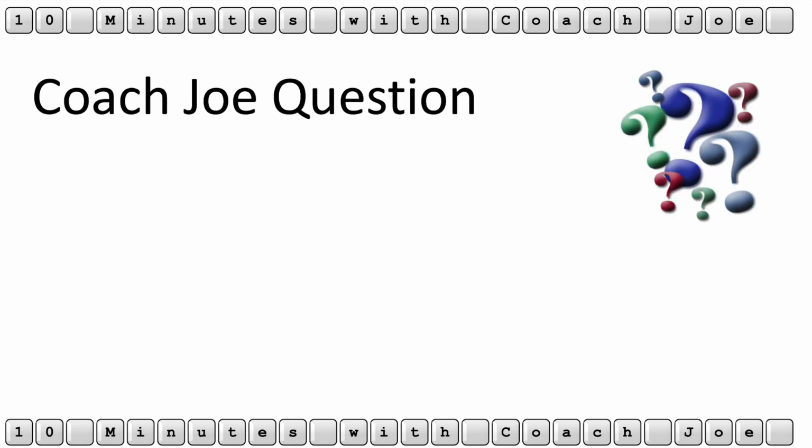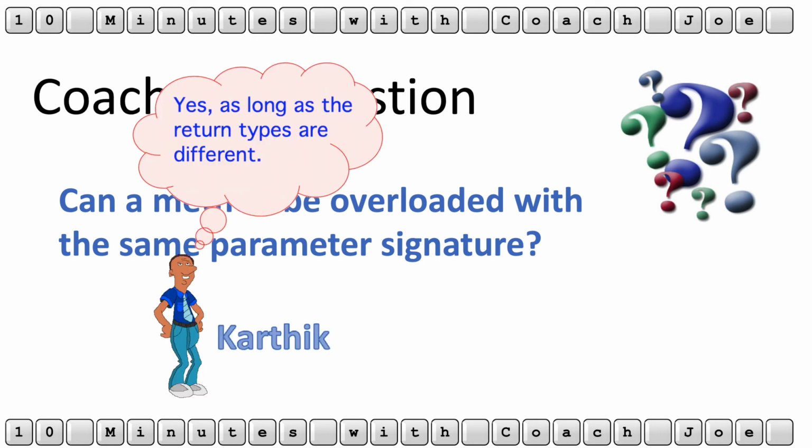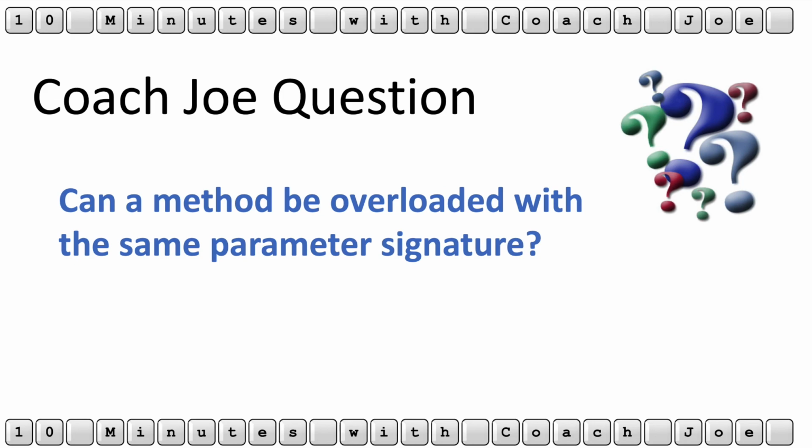Time for a Coach Joe challenge question. In a class, the constructor can be overloaded as long as the parameter signature is different. Can a method be overloaded with the same parameter signature? We have one yes and one no answer. Let's build a unit test and see what happens.